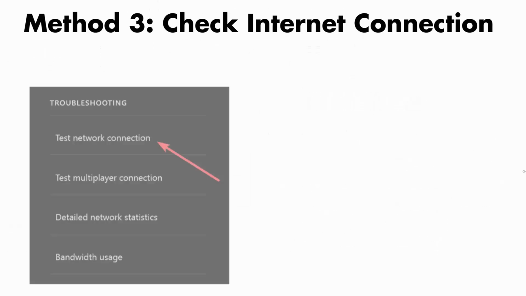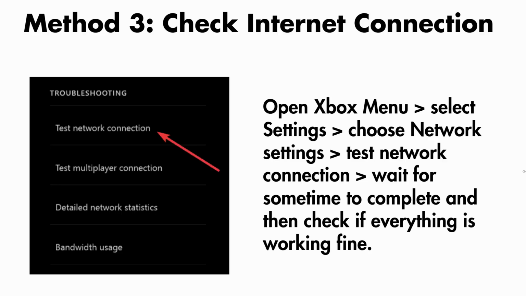If not, next is to check internet connection. For that, open Xbox menu. Now select settings, then choose network settings, then click on test network connection. Now wait for some time to complete and then check if everything is working fine.